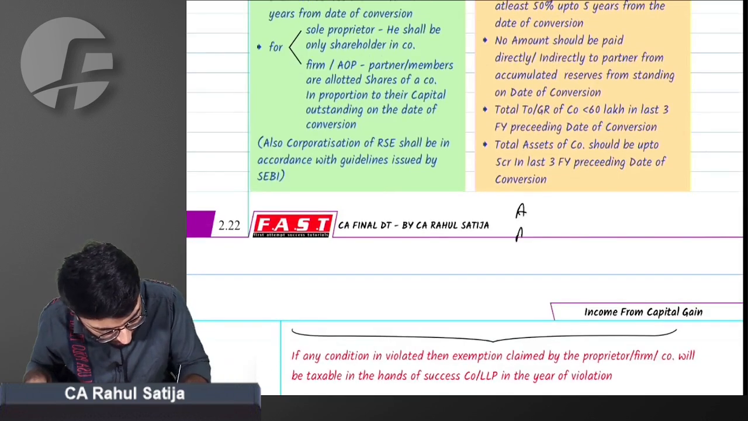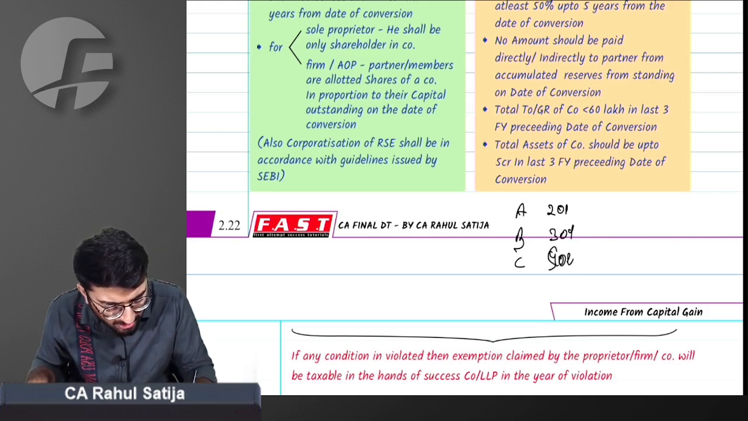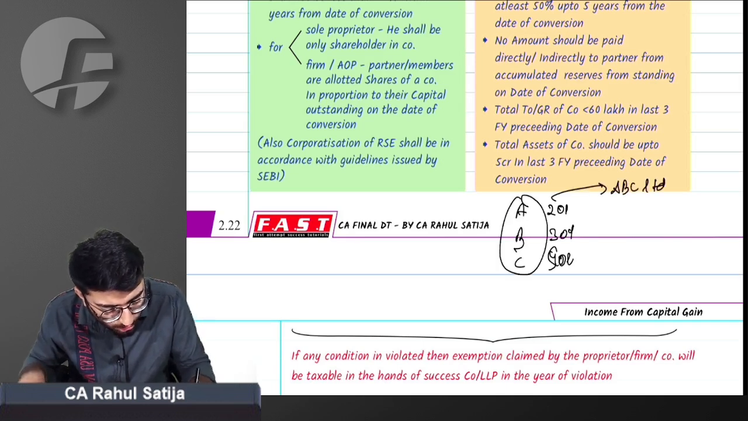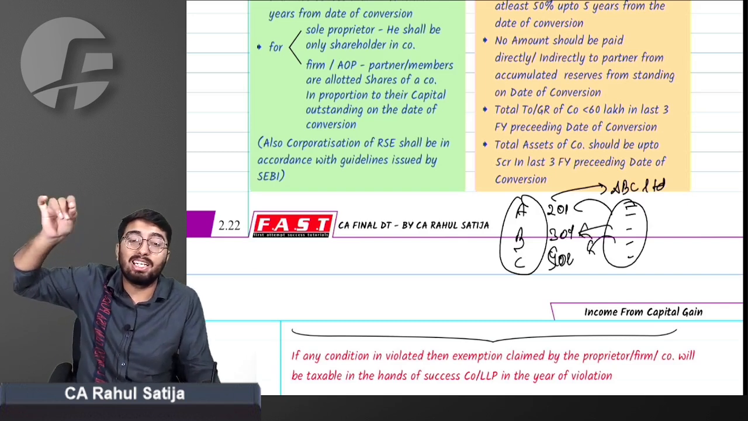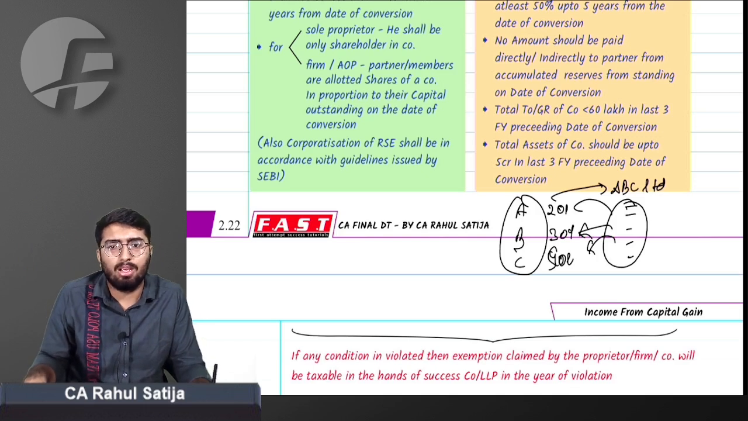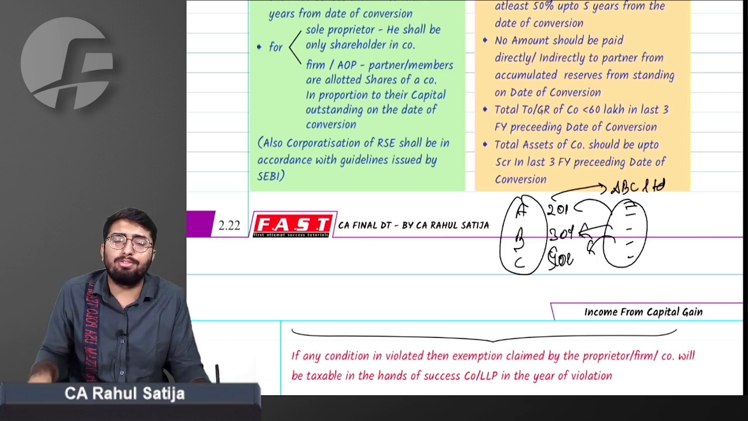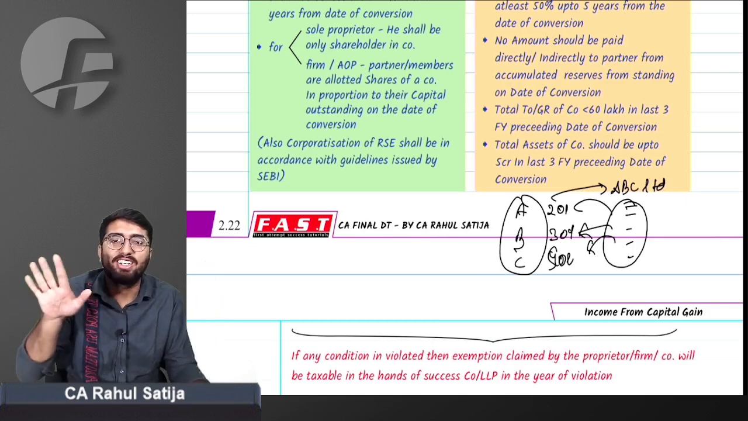For example, A, B, C are three partners having share capital of 20 lakh, 30 lakh, and 40 or say 50 lakh. When these ABC convert into ABC Private Limited, the shareholding shall be on the basis of their partners' capital outstanding as on the date of the conversion. There shall not be any other basis of shareholding. The basis has to be the partner's capital account on the date of the conversion.